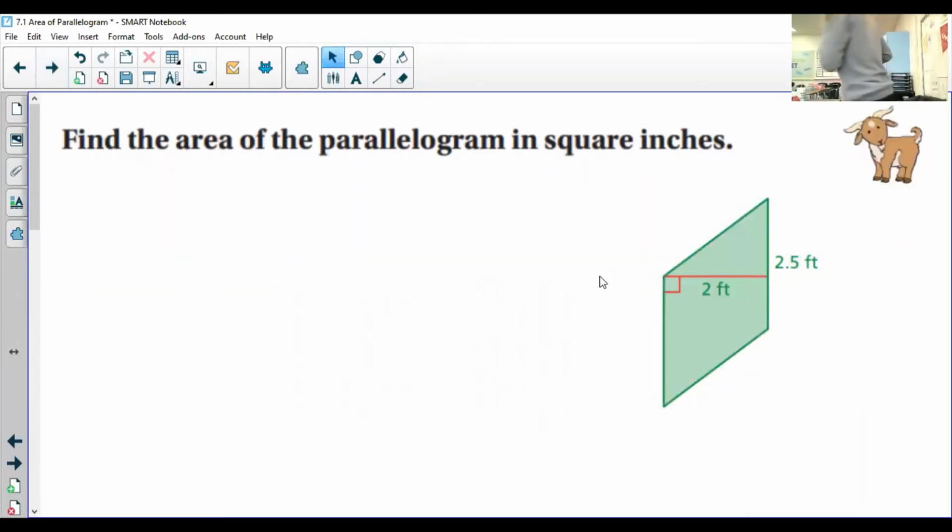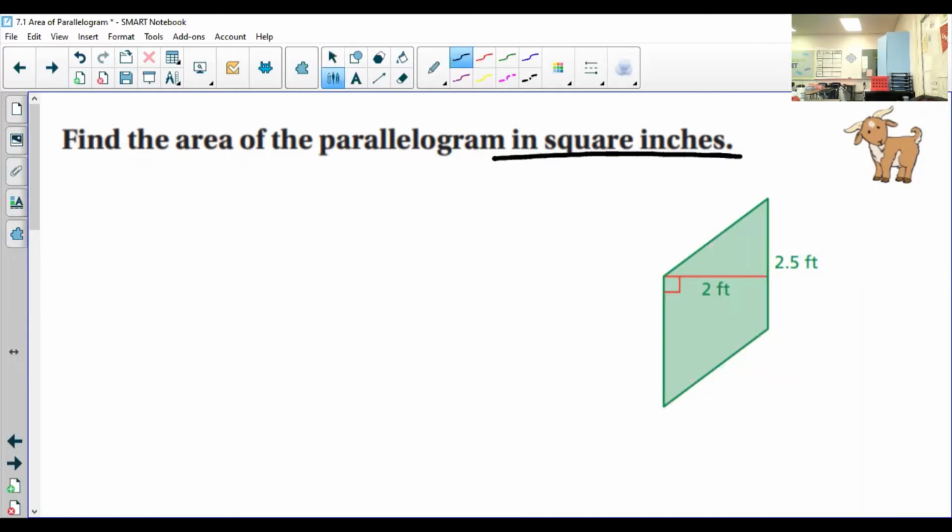Okay, so let's head up to the front and look at this problem. We have directions here that say to find the area of the parallelogram in square inches. Okay, that's great, you say, but look at the problem. What measurements do we have? We have feet, 2 feet and 2.5 feet. What am I going to do, right? My measurements are in feet, and they want me to have my answer in square inches. So whatever I do, my area has to equal inches squared. So how are we going to get there?